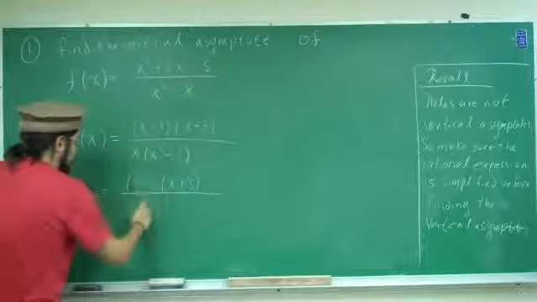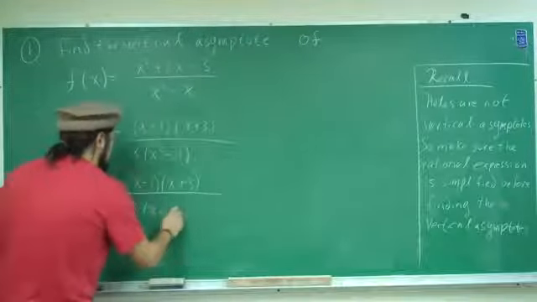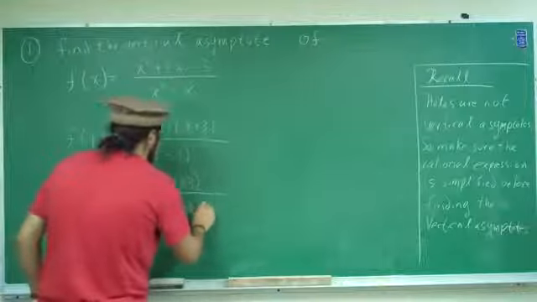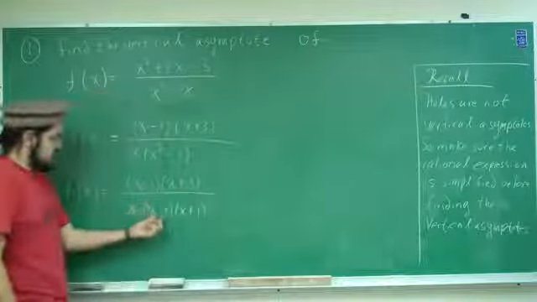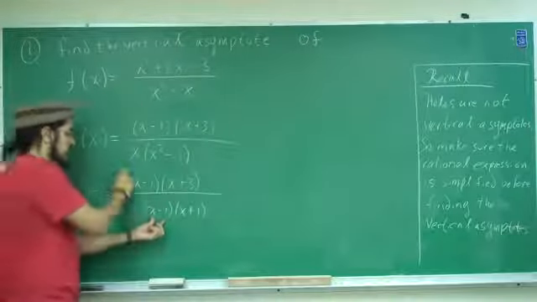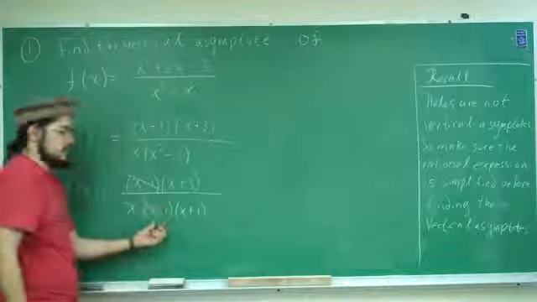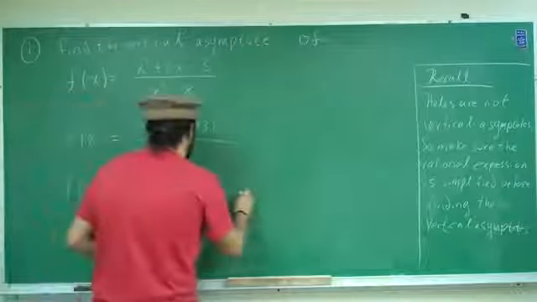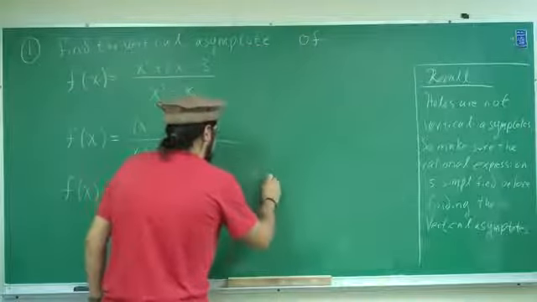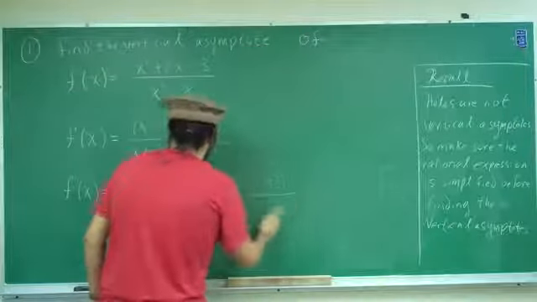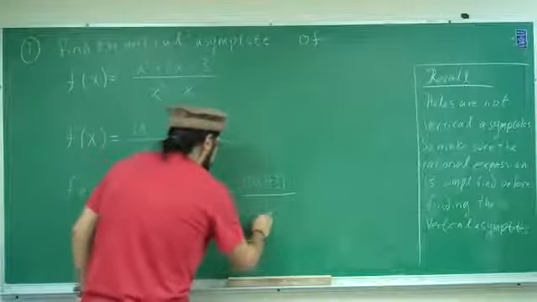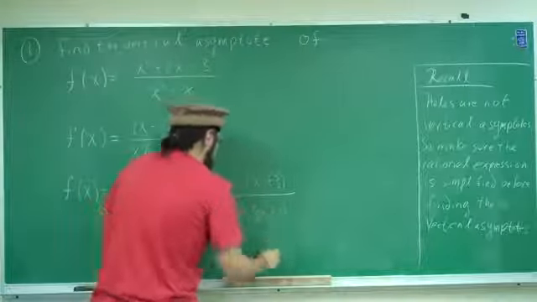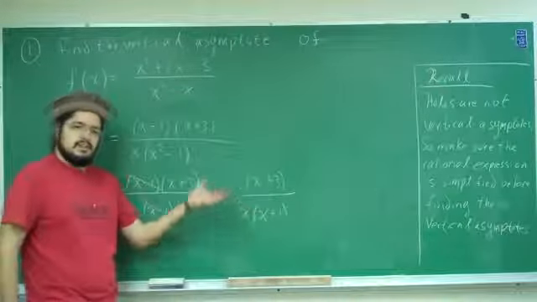So we have f of x is equal to x minus 1 times x plus 3, over x times x minus 1 times x plus 1. You see what happens here is the x minus 1 and the x minus 1 will cancel out. Therefore, that implies that x equals 1 is a hole. So now that we simplify this, we have x plus 3 divided by x times x plus 1. Since we can't simplify this anymore, that's what we want.